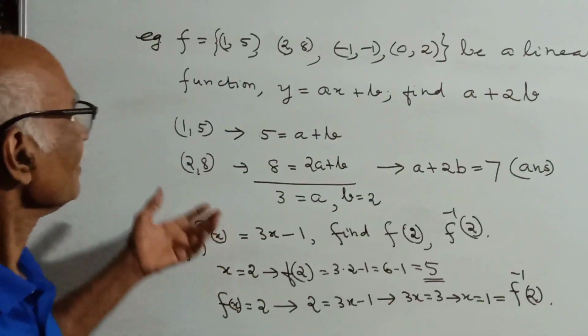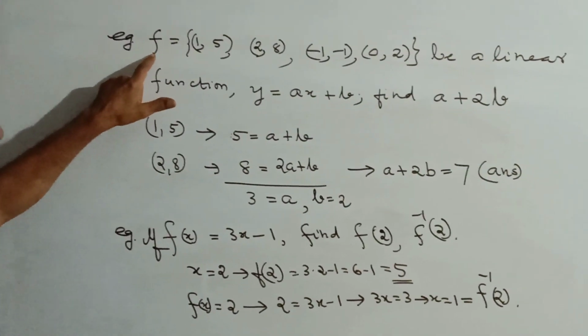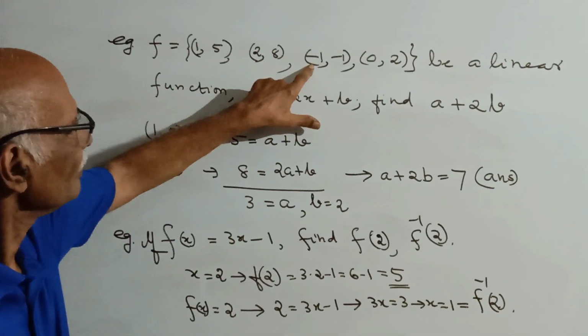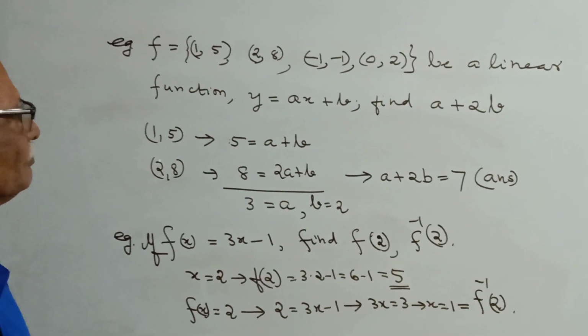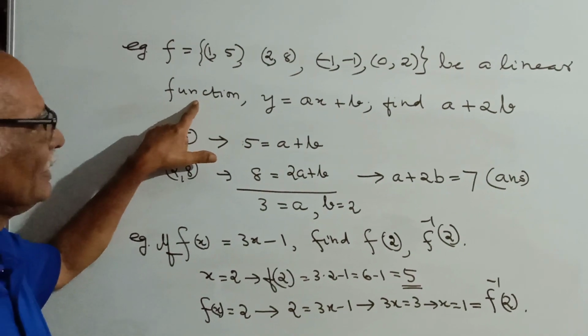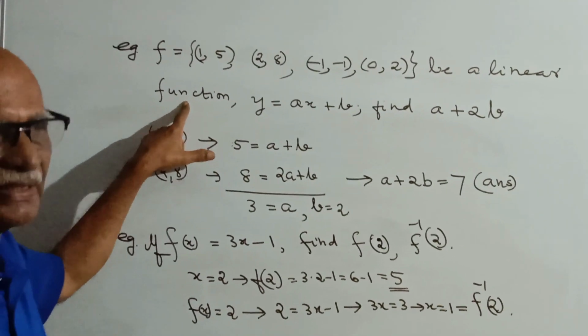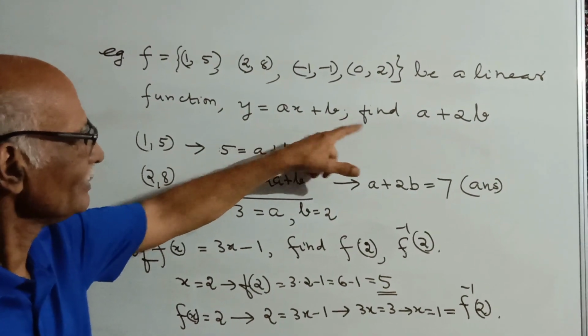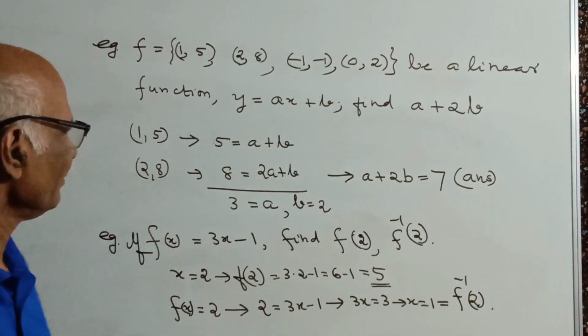Now we consider another example. The function f is given by (1, 5), (2, 8), (-1, 0), (2 ...). It is a linear function. Linear function means first degree, y equals ax plus b. The question is, what is a plus 2b?